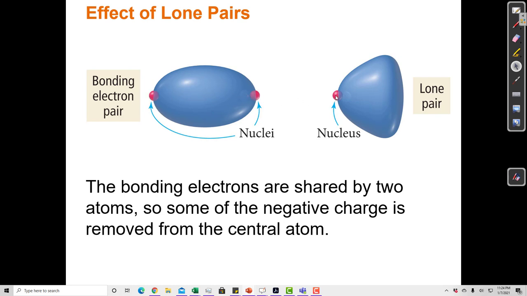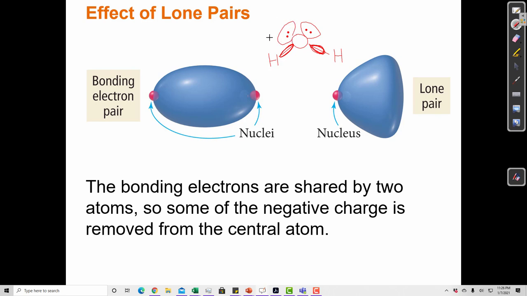But if there is a lone pair of electrons on an atom, here is an example of a molecule where we can see that the bonding electron pair between the O and the H gets spread out between the O and the H. But when there's a pair of electrons on a lone pair, then it takes up more space.